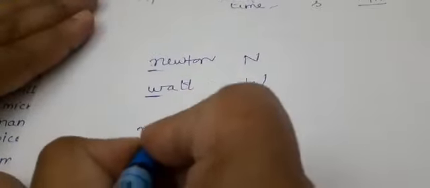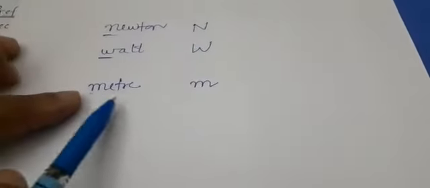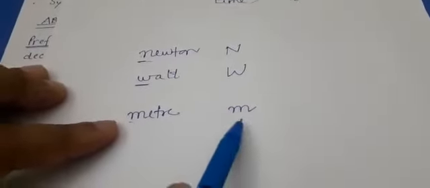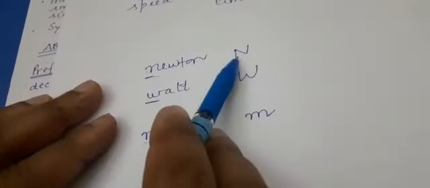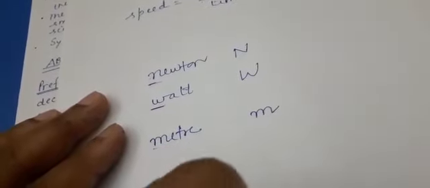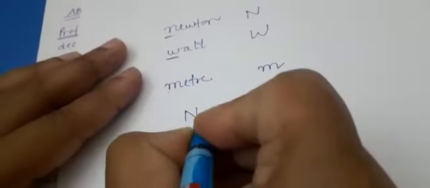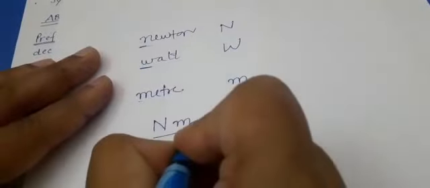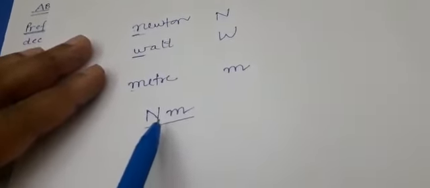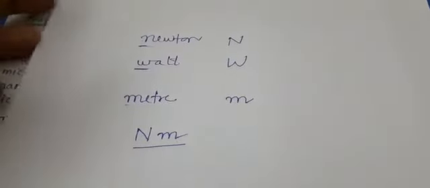Even when you are using meter, it is a small m, because here it is not named after a scientist. So for units which are not named after a scientist, you will simply write the small letter, but for those named after a scientist, symbolically you will write a capital letter. And when a quantity is obtained by multiplying two physical quantities, their units will be separated by a space, not with a dot, a punctuation mark.